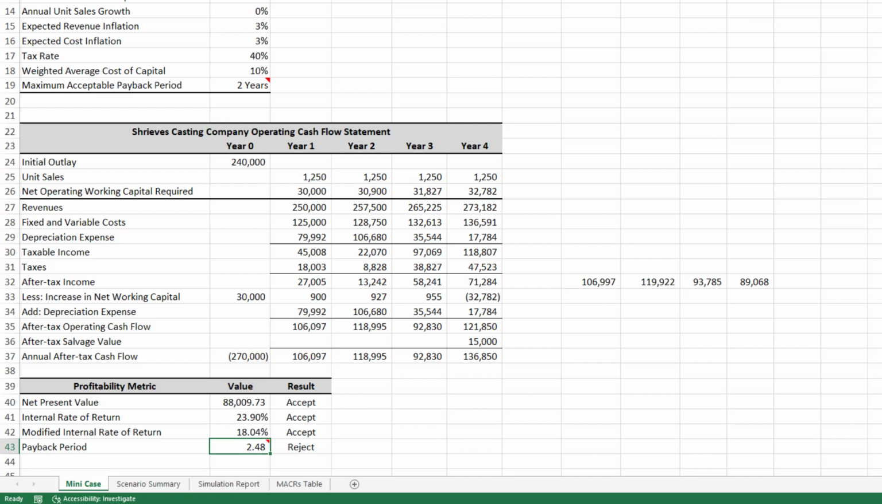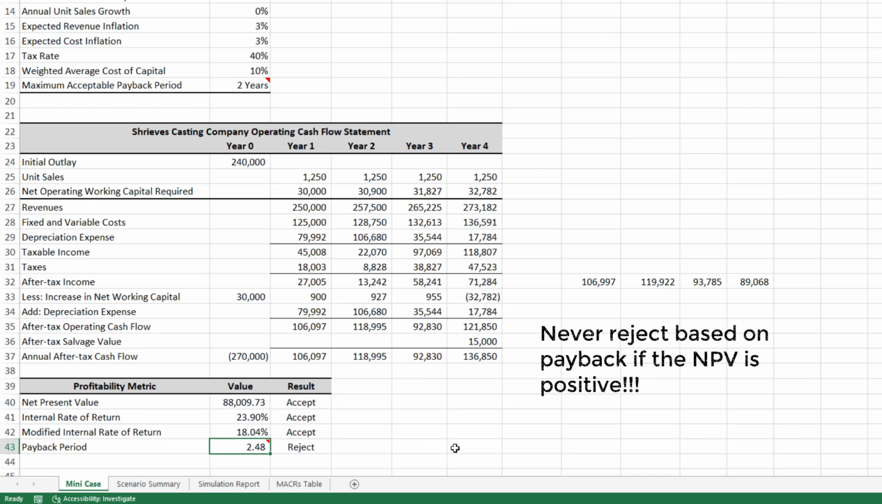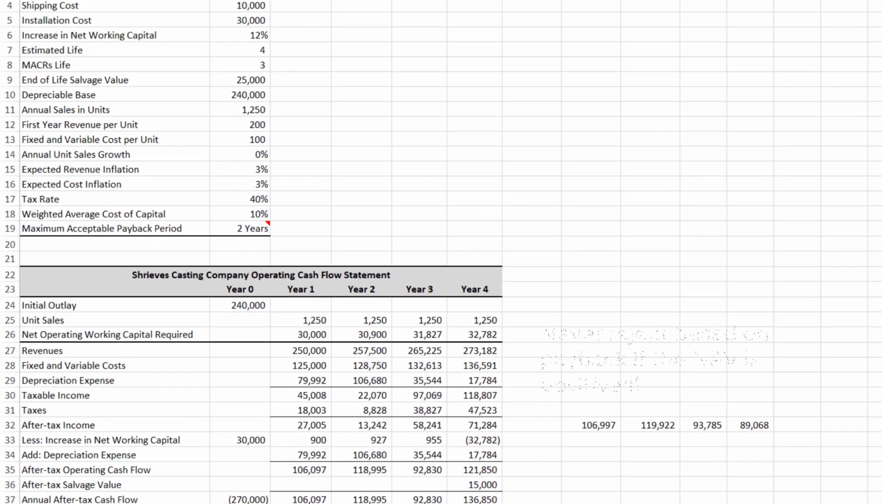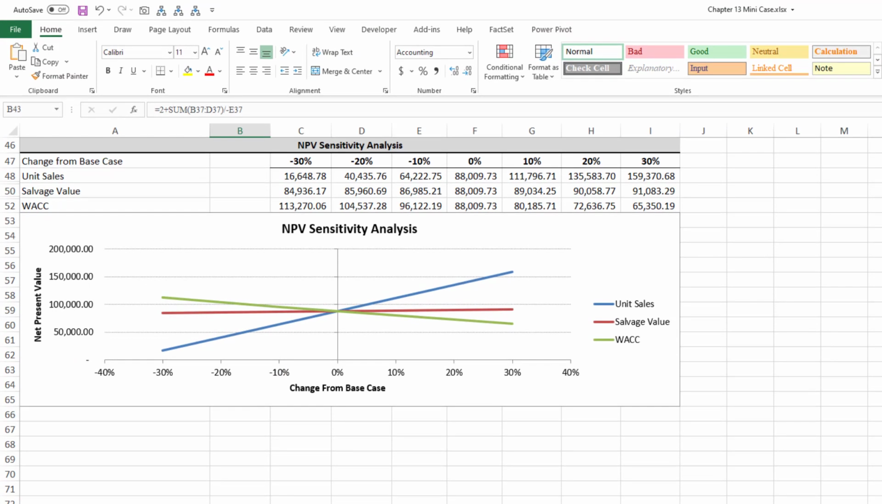And I'm saying to reject that because recall that I said the maximum acceptable payback period was 2 years. And I just made that up. But if that's the case, then we would reject this project. Now, we also did a sensitivity analysis. And you can see right here, this is our base case. Nothing has changed. That's what the 0% means. So we get 88,000 for our NPV for all 3 of our variables.